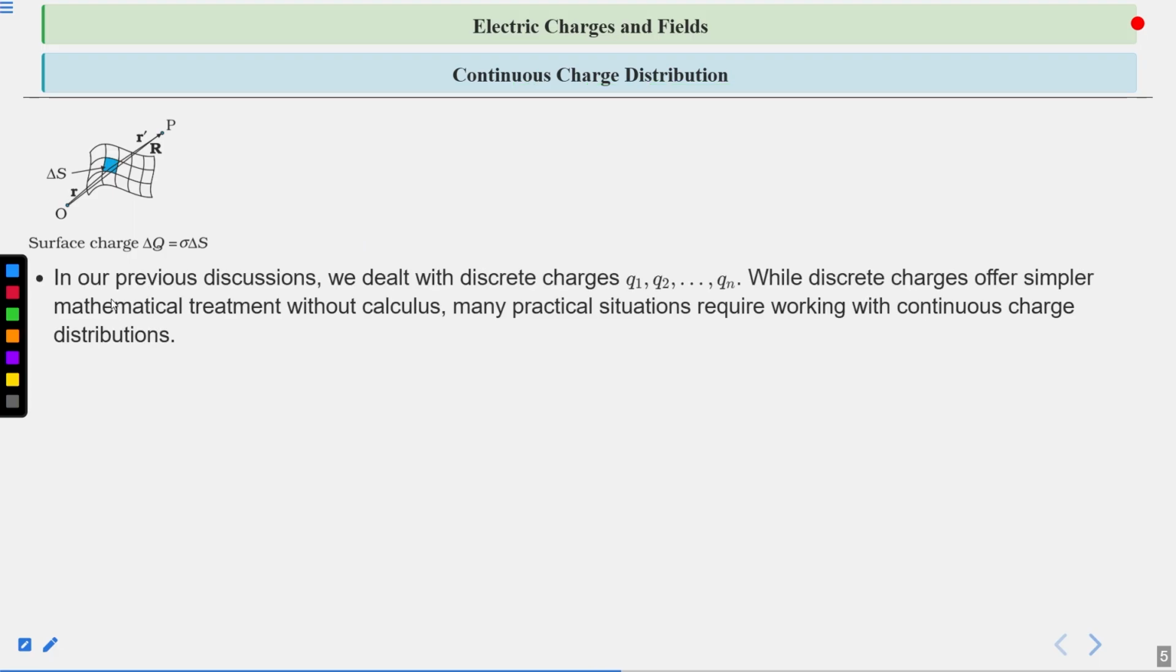So, we know the charges lie in discrete form. In our previous discussions, we dealt with discrete charges, that is Q1, Q2, Q3, Q4 and Qn. While discrete charges offer simpler mathematical treatment without calculus, many practical situations require working with continuous charge distributions. So here we will learn three types of charge distribution. Clear?